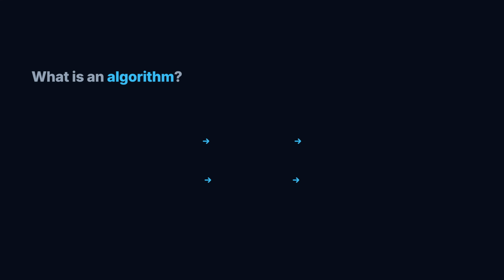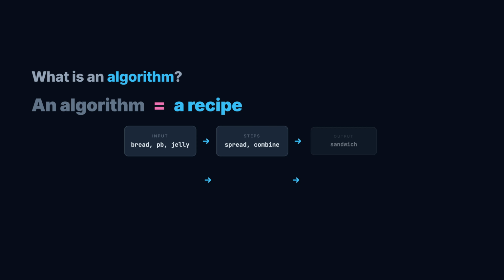Start with the word itself. An algorithm is a recipe, a finite list of exact steps that turns an input into an output. Think of making a peanut butter sandwich. Input: bread, peanut butter, jelly. Output: sandwich. Steps: open the bread bag, spread peanut butter on one slice, spread jelly on the other, press them together. Nothing magical, just steps.